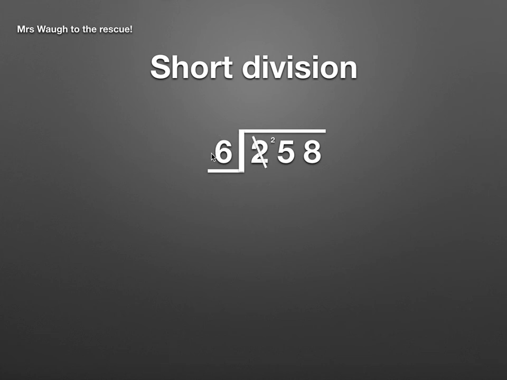So you say 6 goes into 2, doesn't. Okay, so you score it out, carry your 2, and then you're saying how many 6s do you get in 25? And then you're saying 4 times 6 is 24, which means you have a carry of 1, a remainder of 1. And now you're saying 6 goes into 18 how many times? 3. So 6 times 43 makes 258.